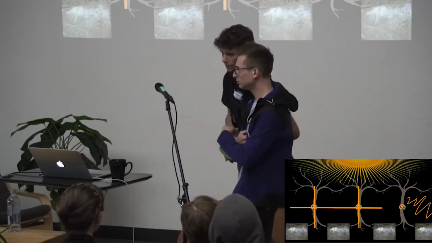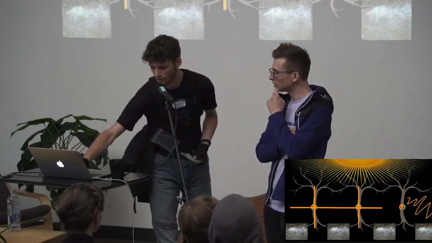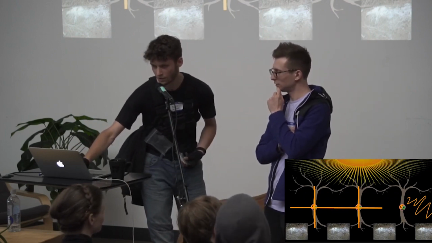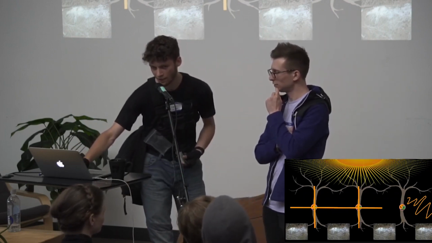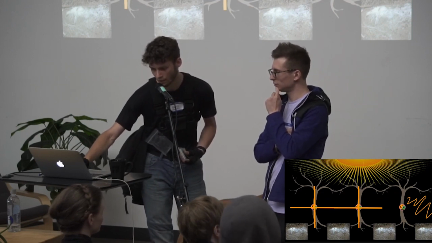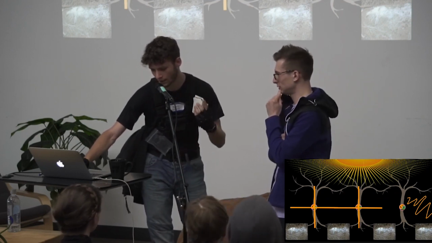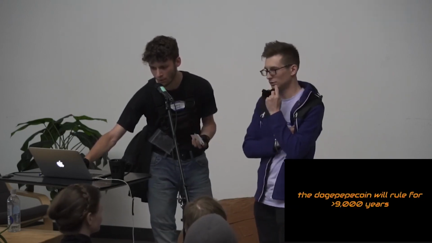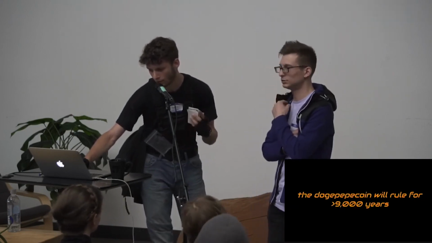Would you like to explain this one too? Yeah, we just keep increasing the surface area and the capacity of individual trees to create a self-understanding of their own structure and to transmit that capacity to create their own structure in other trees. And so Doge Pepe coin will rule for more than 9,000 years.